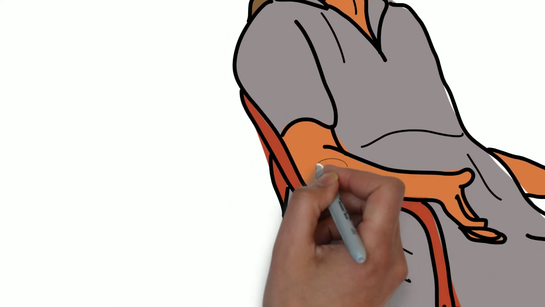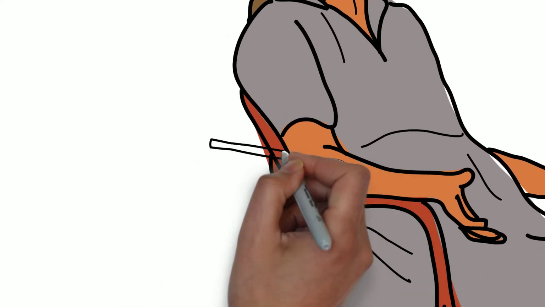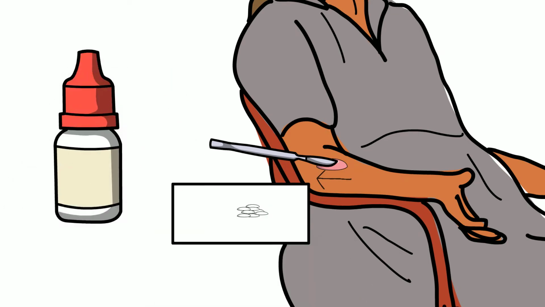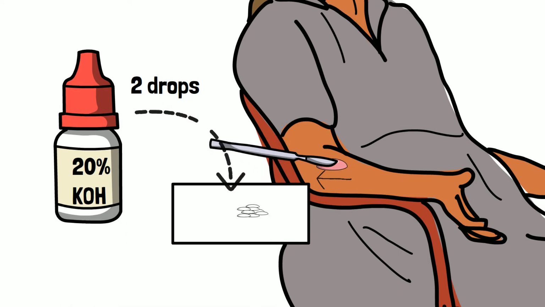Getting the right sampling site is crucial. To obtain a sample, scrape the active margin of the lesion with a scalpel blade or edge of a glass slide using tangential force. Then, place 2 drops of 20% potassium hydroxide on the scrapings and cover with a cover slip. KOH will dissolve skin cells but leave fungal elements intact.